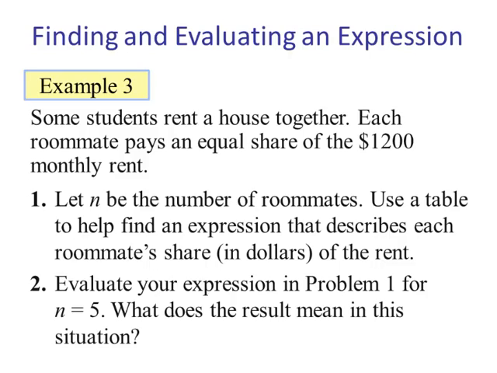Example 3. Some students rent a house together. Each roommate pays an equal share of $1,200 monthly rent. Number 1, let n be the number of roommates. Use a table to help find an expression that illustrates each roommate's share, measured in dollars, of the rent. Number 2, evaluate your expression in problem 1 for n equals 5. What does the result mean in this situation?